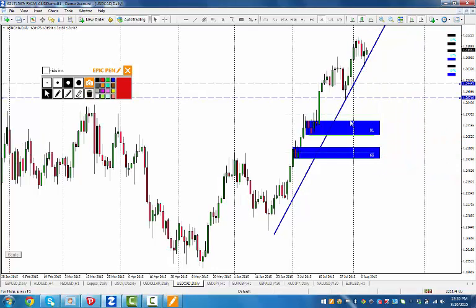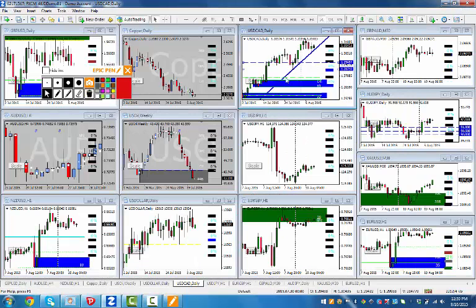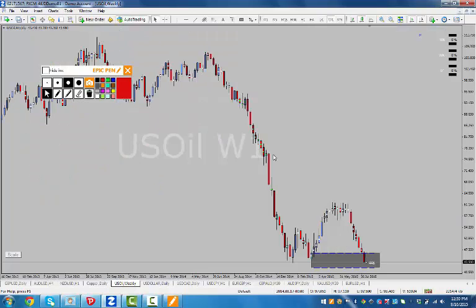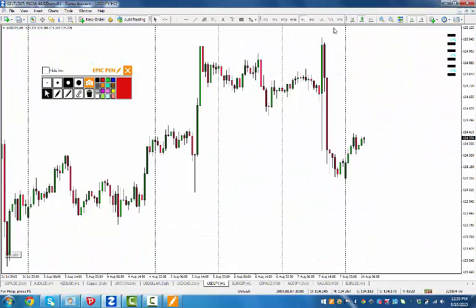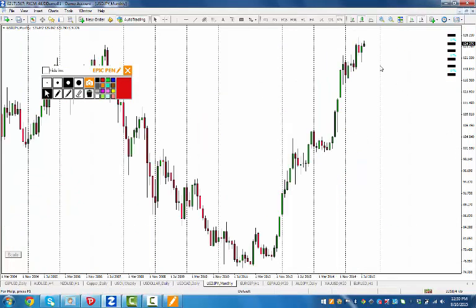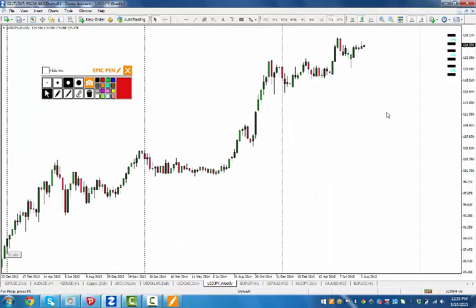Okay, let's move on to the last one. Oh, look at the oil, keep coming down. Dollar yen, so last pair. Dollar yen monthly is up, weekly is also up. Alright, so we are looking for buy.